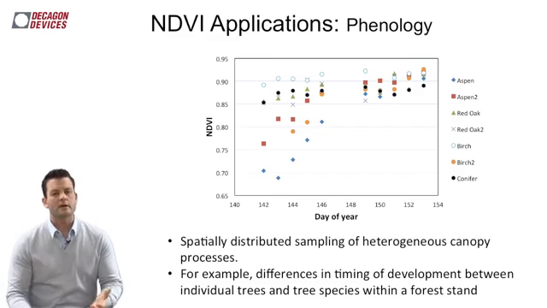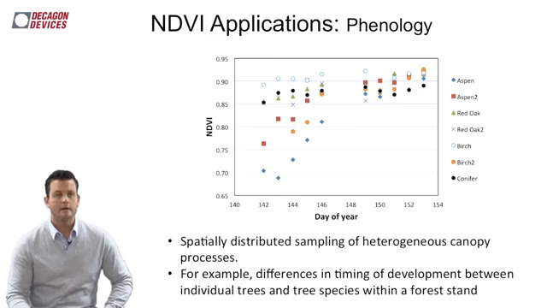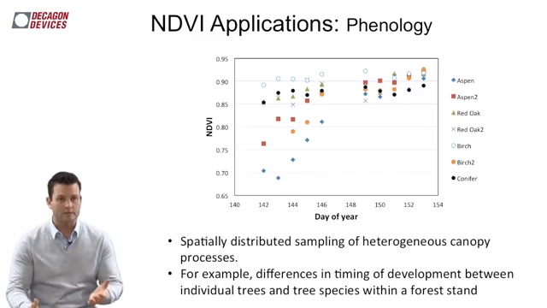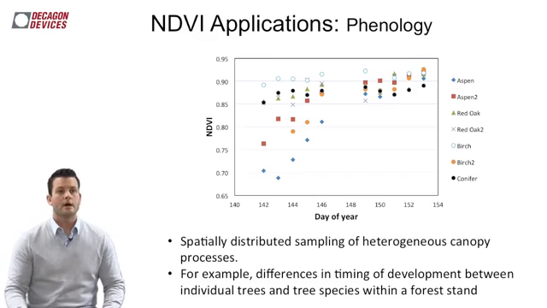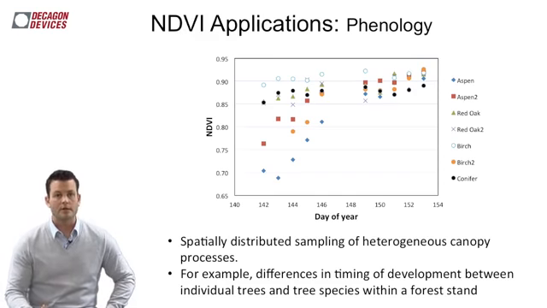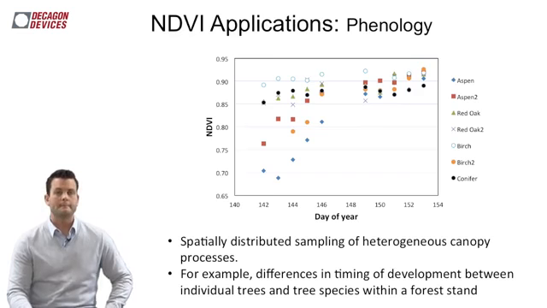But these data are really, I think, a nice example of how NDVI data can be used to assess spatial heterogeneity, or species by species or tree by tree differences in green up even within the same stand.